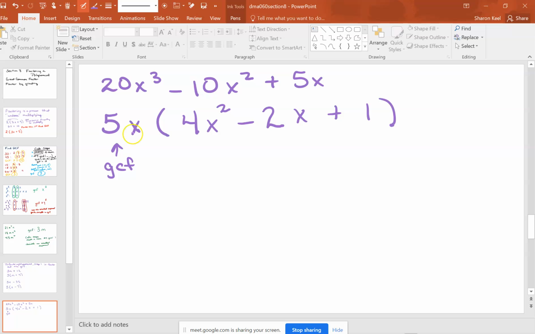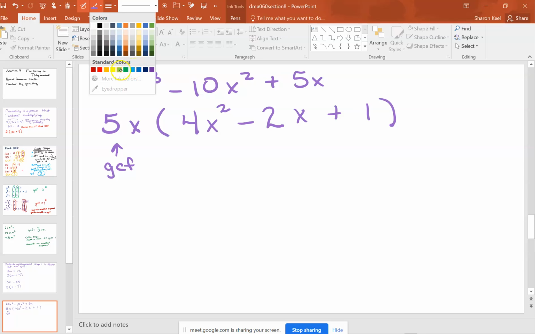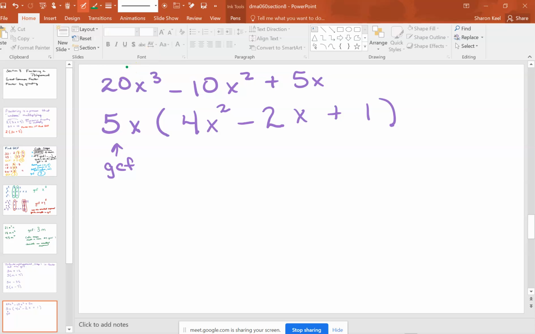To check your work, always multiply: 5x times 4x squared is 20x cubed. 5 times negative 2 is negative 10, with two x's. 5x times 1 is 5x. Let's do one more. Let's do one where we have multiple variables.